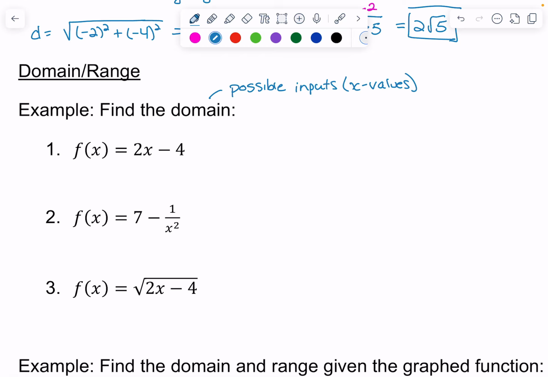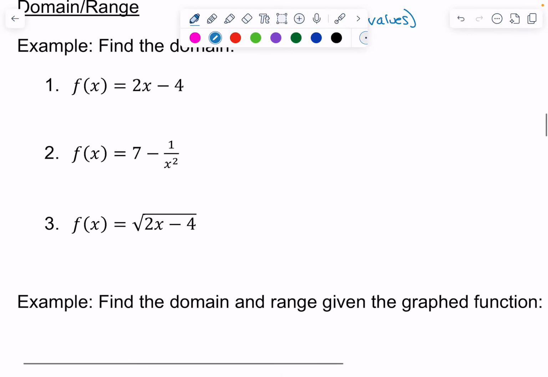We don't do a lot of logs in this class, but if I was looking at logs, then whatever the argument is, whatever's inside the log, would have to be greater than 0. It can't even be equal to 0. So keep an eye out for those crazy functions. Also with the square root one, that applies to any even root. The odd roots I don't have an issue with. Those are going to be a domain of negative infinity to infinity.